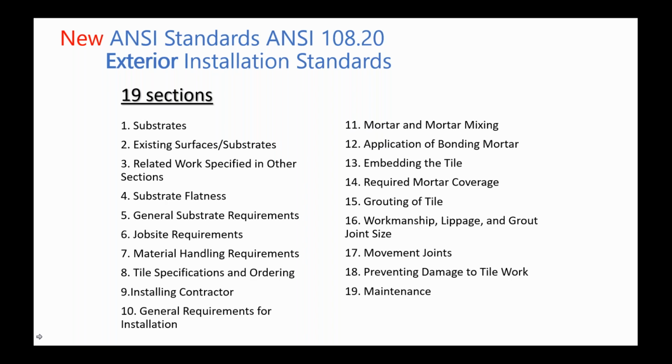But some of the sections, there's 19 sections to the standard, starting with substrates, existing surfaces and substrates, related work specified in other sections, substrate flatness, general substrate requirements, job site requirements, material handling requirements. That's a unique one to gauge porcelain tile, right? And we don't usually see that in installation standards. Tile specification and ordering, again, very specific to gauge porcelain tile.